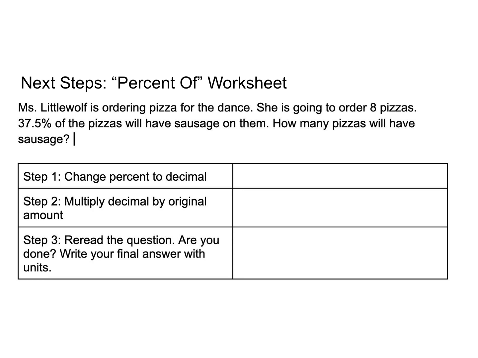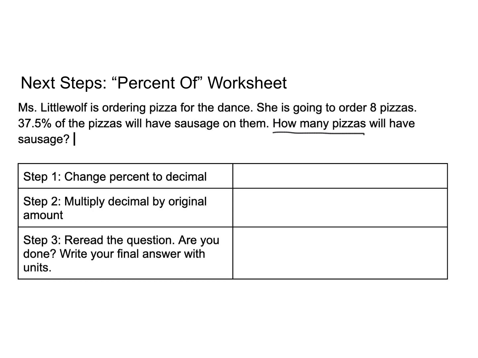The first 8 problems are not word problems. I'm going to show you how to do the first word problem. So it says, Miss Little Wolf is ordering pizza for the dance. She is going to order 8 pizzas. 37.5% of the pizzas will have sausage on them. How many pizzas will have sausage?